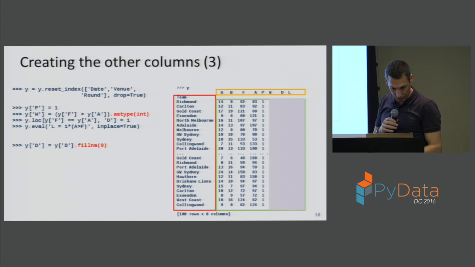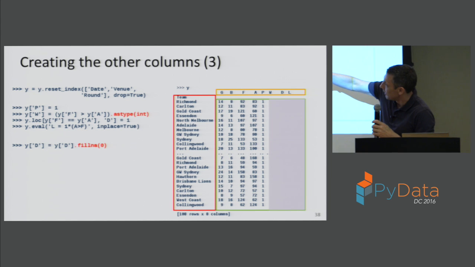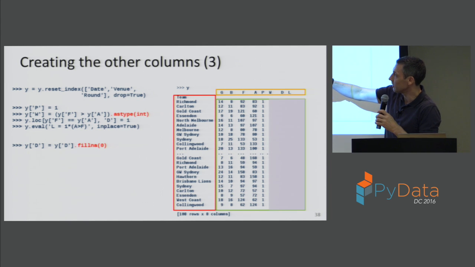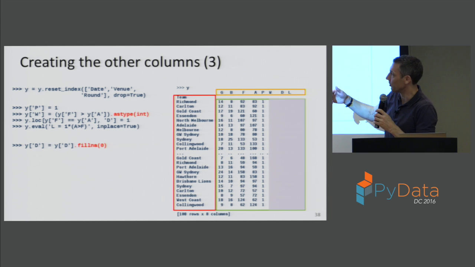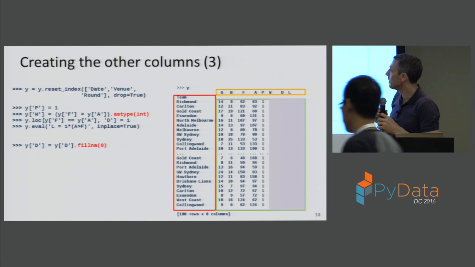And then for finding the draws, most of them, this one with the lock is the first bit, selecting which rows we want to select, which is where the points for and against are the same. So that's where there's a draw. And we want to stick that in a column called D, and put a 1 there.